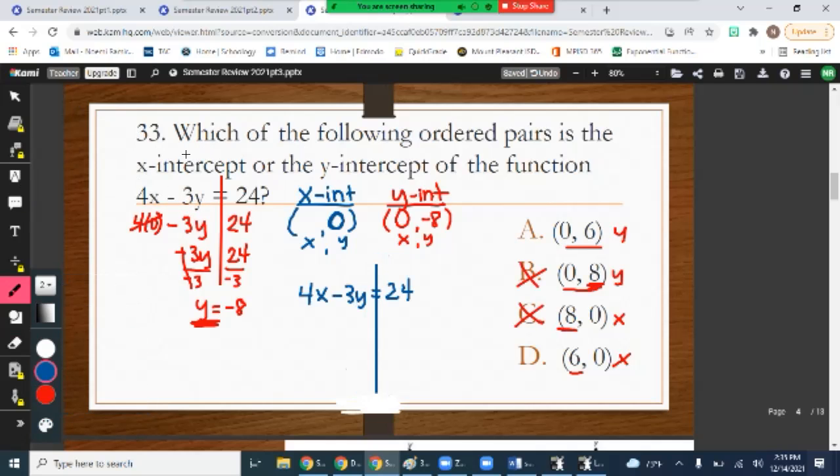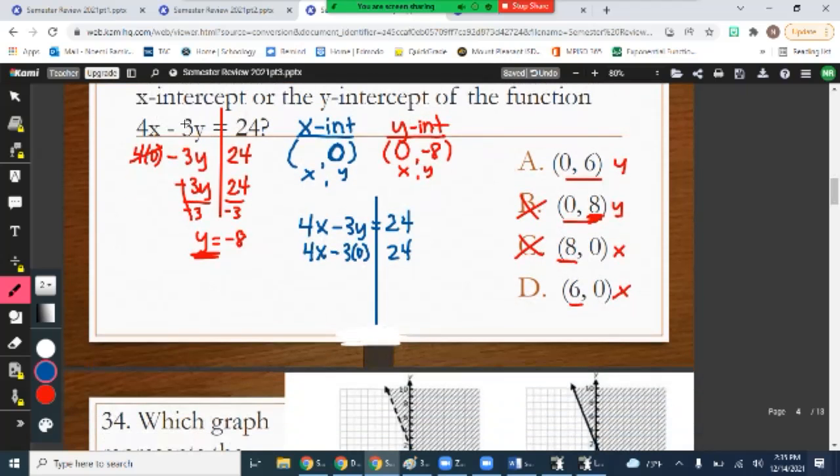All right, so I'm going to change the y to a 0 this time. I'm going to do the opposite. 4x minus 3 times 0 and 24. What part of this cancels out? The 3. Anything times 0 cancels out. So now I'm left with 4x and 24. How do I finish solving? Divide by 4. And I'm left with x equals what?